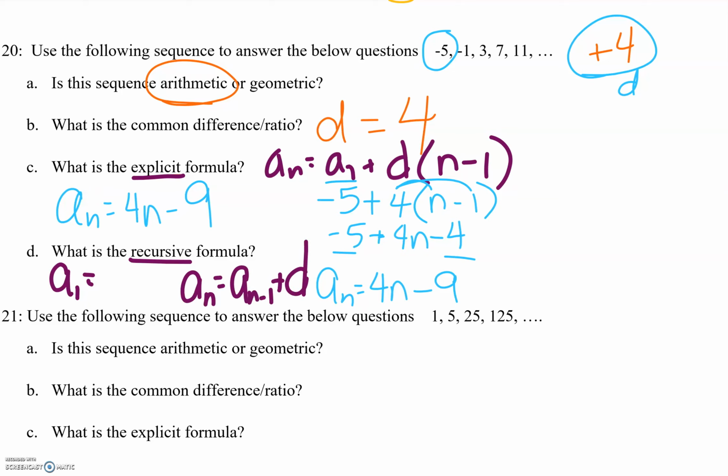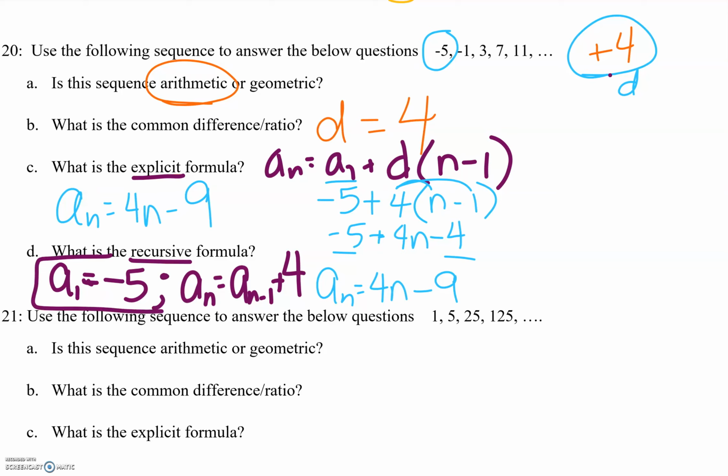Okay, lovely. Well, I know what my d is. I know that my common difference is plus 4. We figured it out way up here. There it was. So there's that part. But we need to also know where to start. Well, what is my first term? Negative 5. So I'm going to put a little semicolon between.